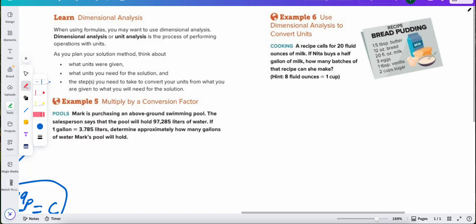for the solution. Okay? So in this first one, Mark is purchasing an above-ground swimming pool. The salesperson says that the pool will hold 97,285 liters of water. If 1 gallon is 3.785 liters, determine approximately how many gallons of water Mark's pool will hold. Okay, so we're given liters, but we want gallons. So there are a few different ways you could go about doing this.